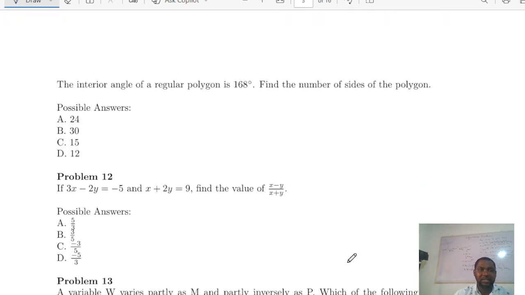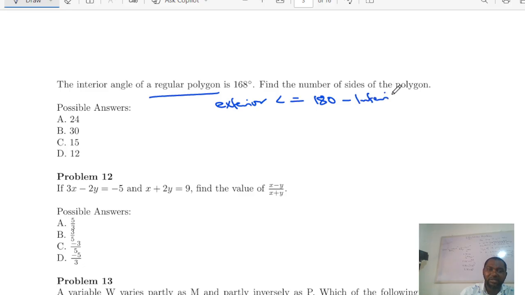Now, the next one says, an interior angle of a regular polygon is 168 degrees. Find the number of sides of the polygon. Now, anytime you hear the word regular polygon, the easiest way is to find the external angle whenever you are given the internal angle. So I can go ahead and find the exterior angle. Now always notice that exterior angle is always equal to 180 minus the interior angle. You are going to see the reason why I do this. There are other ways of solving this, but this is the sweetest, and the easiest.